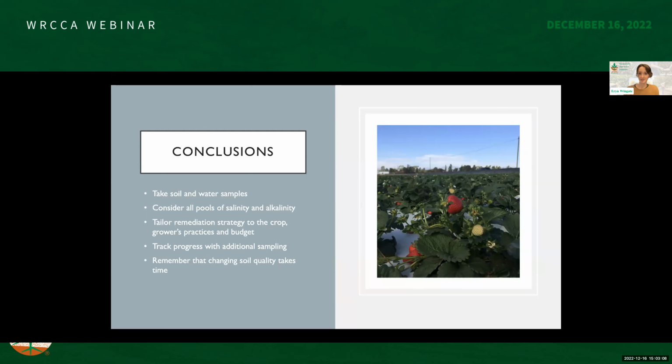So the conclusions: take samples and consider all of the pools of salinity and alkalinity, meaning what's in the water, what's in the soil, what's in the leaf tissue. Tailor the remediation strategy to the crop being grown, soil and water chemistry, and take the grower's practices and budget into account, because sometimes you might think you have exactly the right solution, but it just might not work out logistically or with their budget.